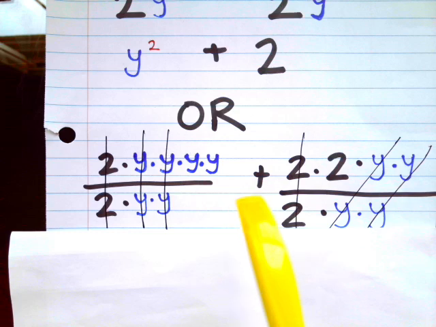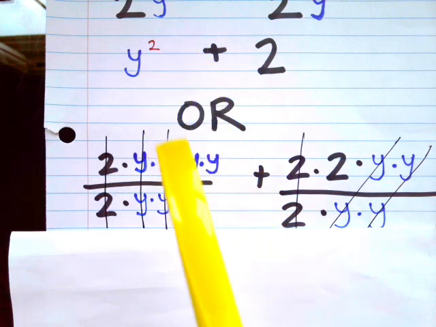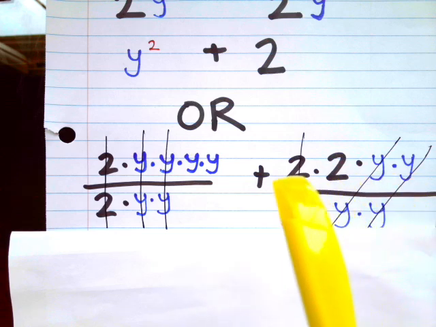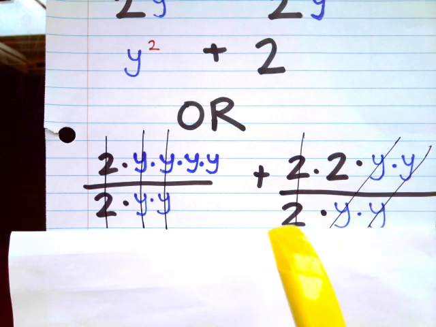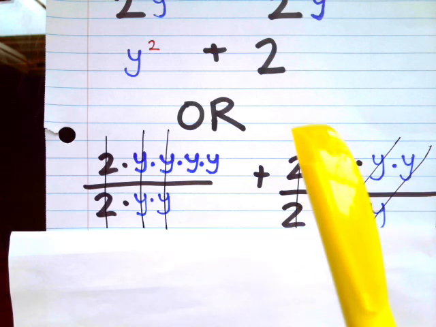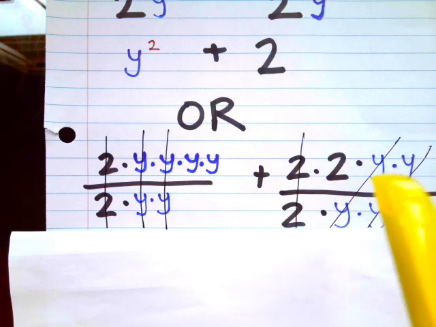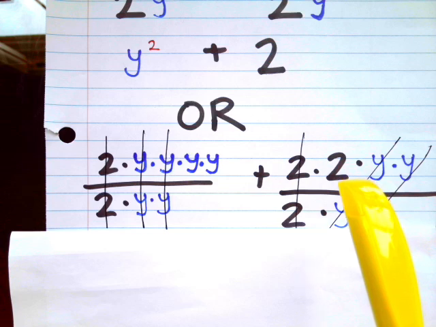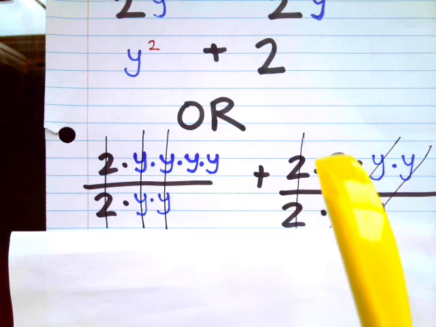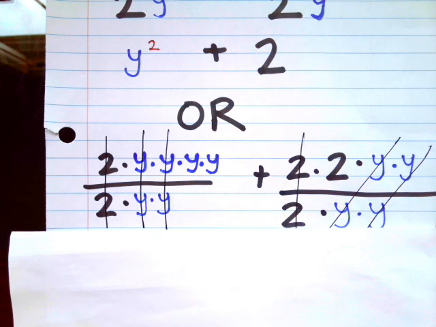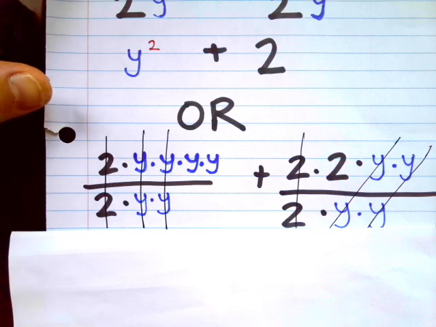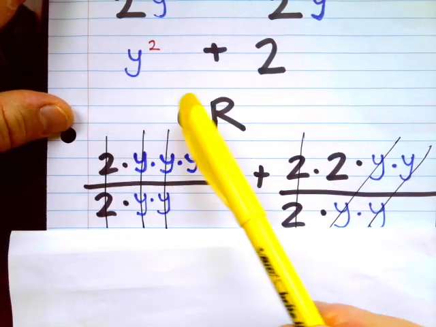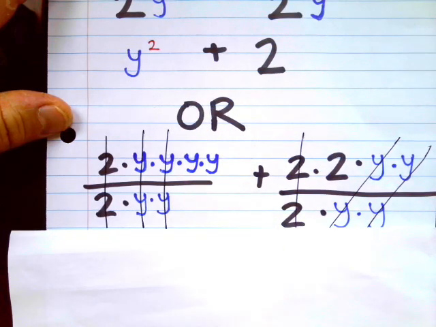Plus. What's 2 times 2 times y? That's 4y squared. Let's just use expanded form to simplify. 2 over 2 is 1. Y over y is 1. Y over y is 1. I'm left with 2. And what's 2 times 1 times 1? That's a positive 2. So when I factor out 2y squared, I'm left with y squared plus 2 inside the parentheses.